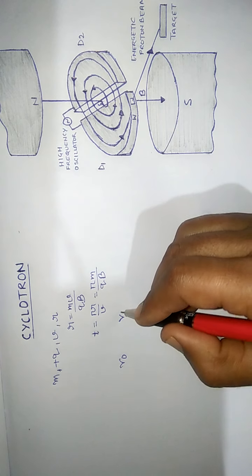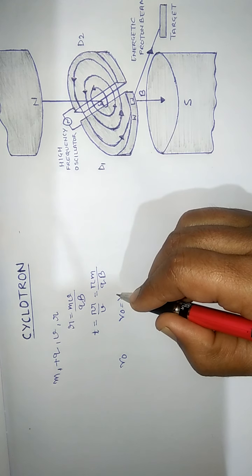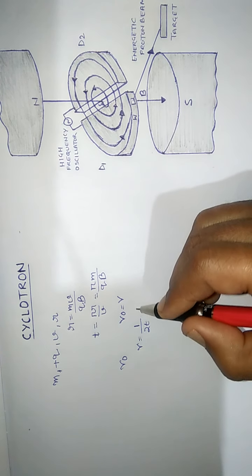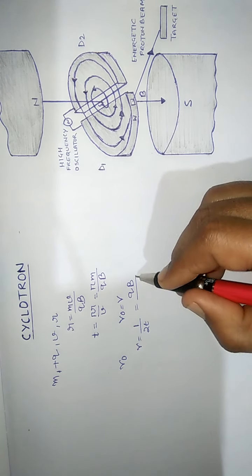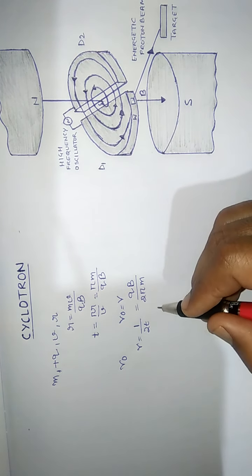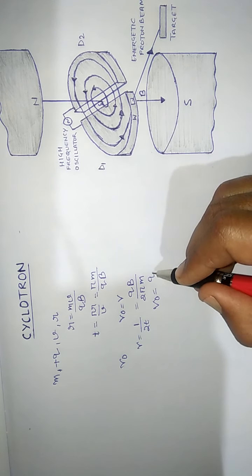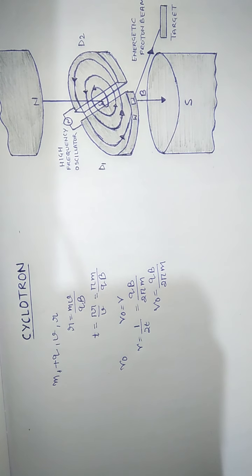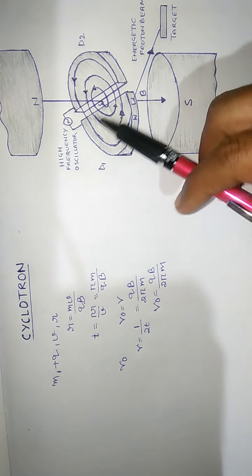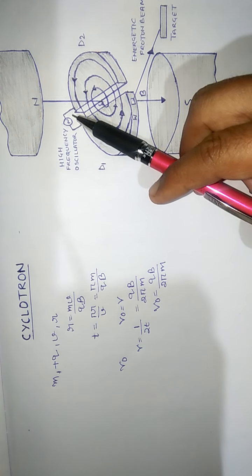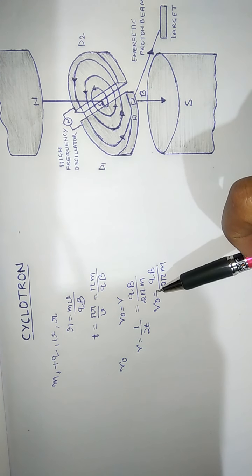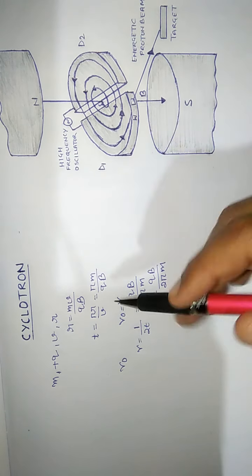So the condition of resonance is ν0 = ν, and ν = 1/2t, which equals qB/2πm. So ν0 = qB/2πm. The frequency of the electric oscillator is kept fixed and the magnetic field is varied until the condition is satisfied.